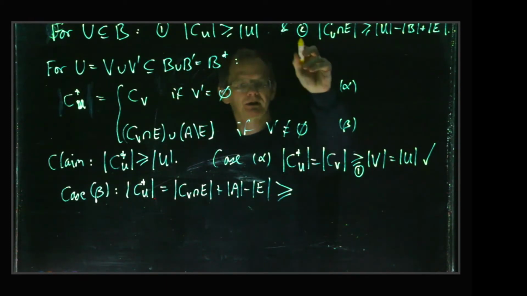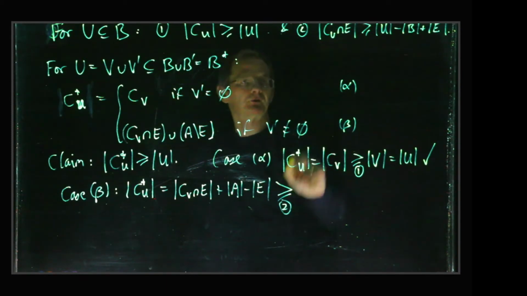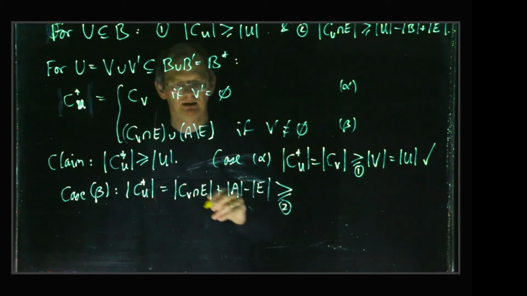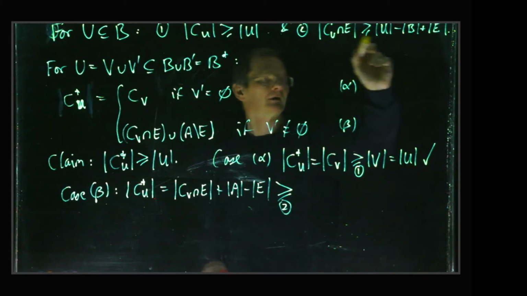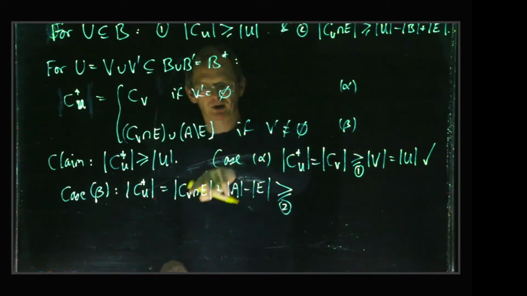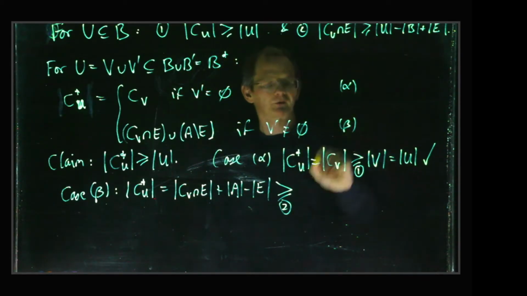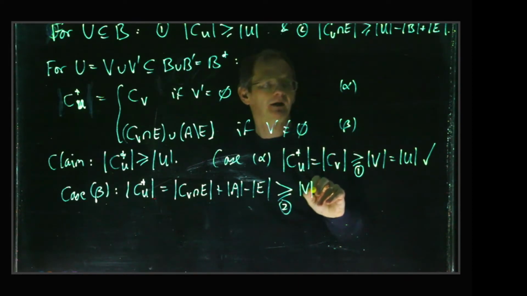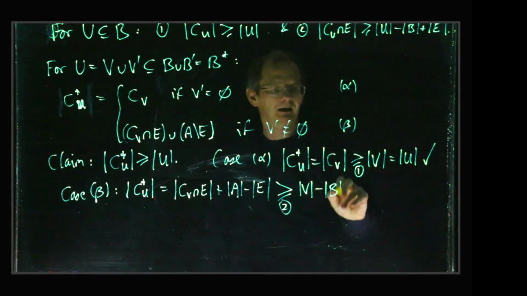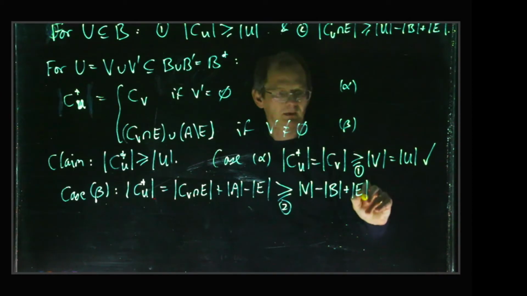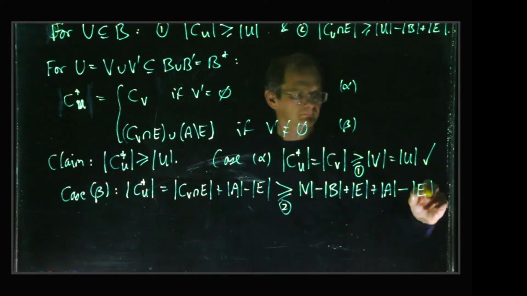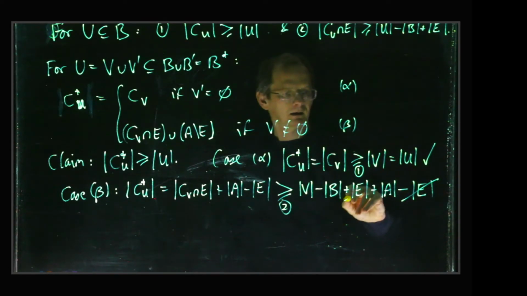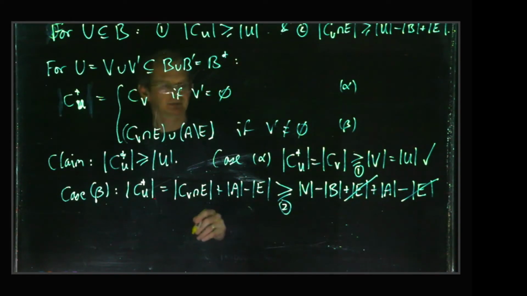And then we can use this condition 2 that we had here. So that says that the size of CV intersect E is, well, this used to be called U, now it's called V. So according to this condition 2, we've got size of V minus the size of B plus the size of E plus the size of A minus the size of E. And those guys cancel out.